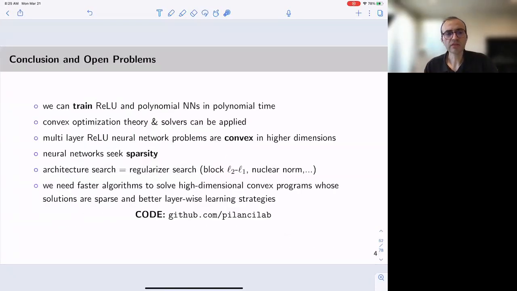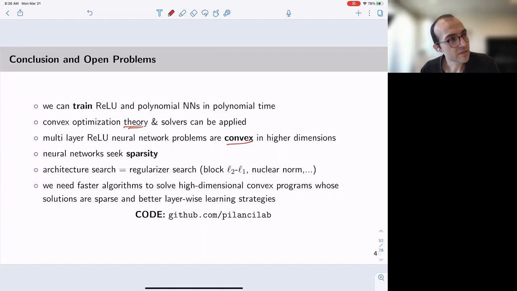So let me conclude here. The main result is that ReLU networks can be trained in polynomial time. We have some extensions to polynomial neural networks as well in the generative adversarial networks paper. We can apply convex optimization solvers and, more importantly, the theory of convex optimization, right? For instance, analyzing the sensitivity of solutions, finding better upper and lower bounds, diagnosing the solution, making the solution more robust using robust optimization. All these are possible. Even if they're multi-layer, we will have convex programs.